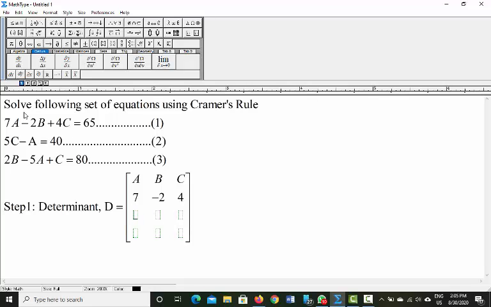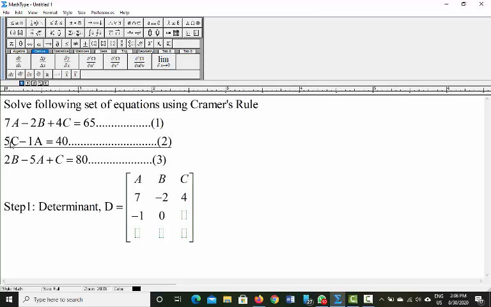Now we will move to the second equation. In the second equation, the coefficient of A is minus 1. Here we do not have any coefficient written, that means we have 1 as the coefficient, so including the sign, the coefficient of A is minus 1. We do not have any B in this equation, so the coefficient of B is equal to 0. The coefficient of C in the second equation is equal to 5.